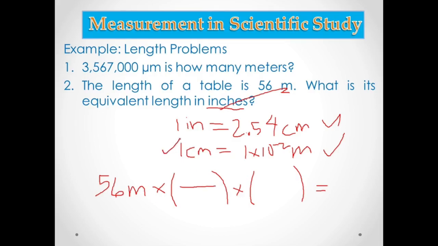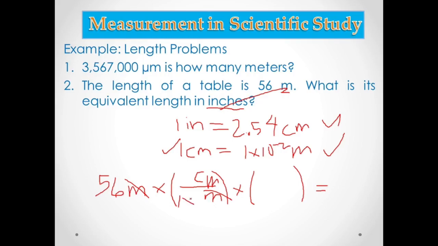So you will use this first. Where are you going to put the meter? It should be on the denominator. Then the centimeter will be at the numerator. Why? It's because your meter is actually here at the given, in the numerator. In order for you to cancel, the meter should be at the denominator in the parentheses.